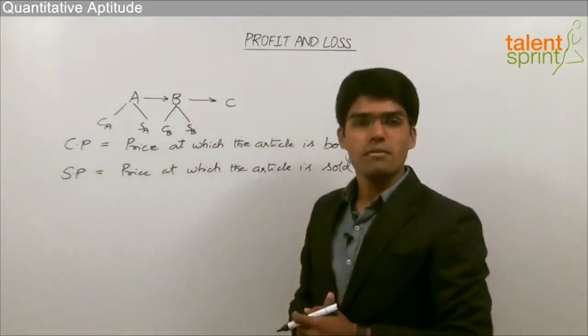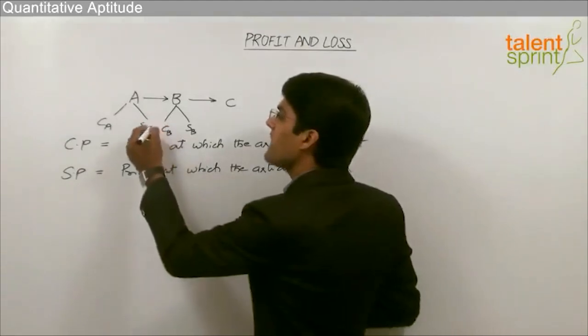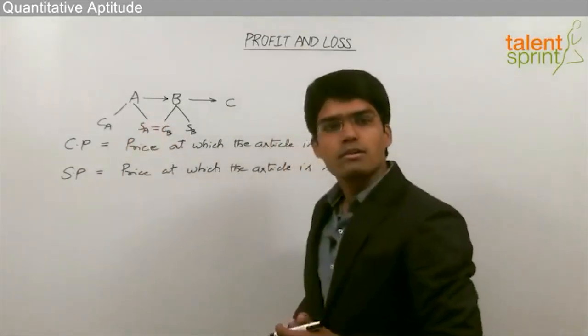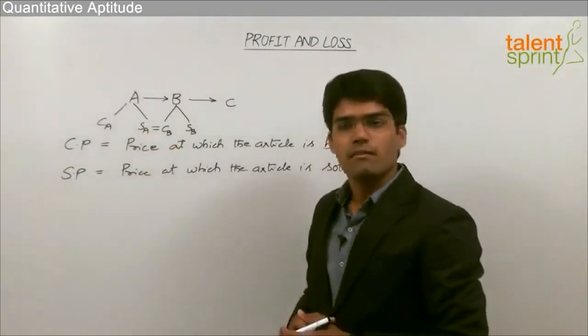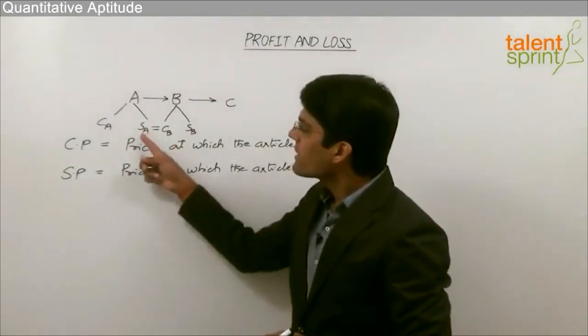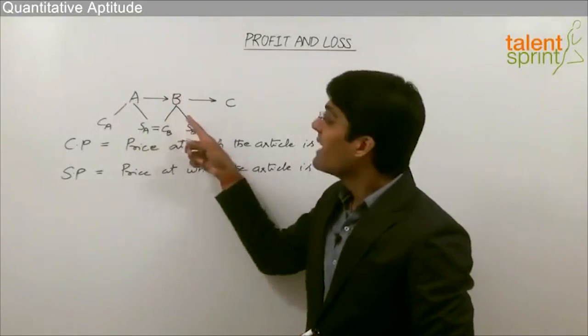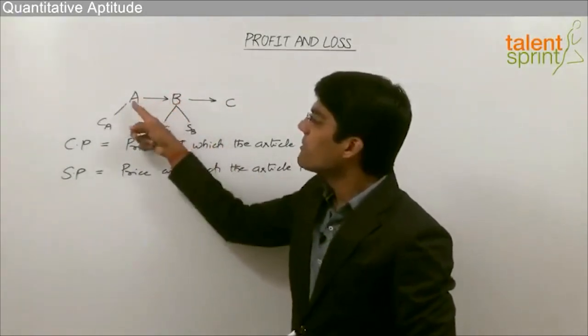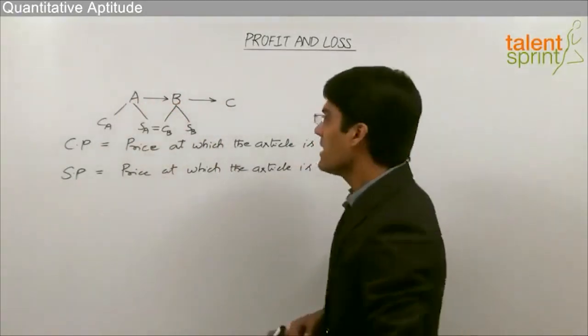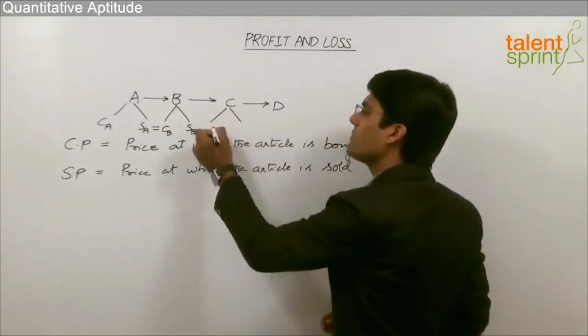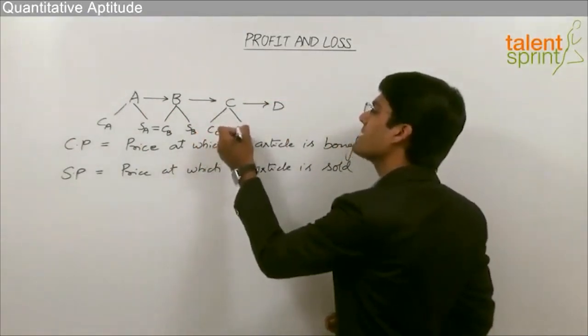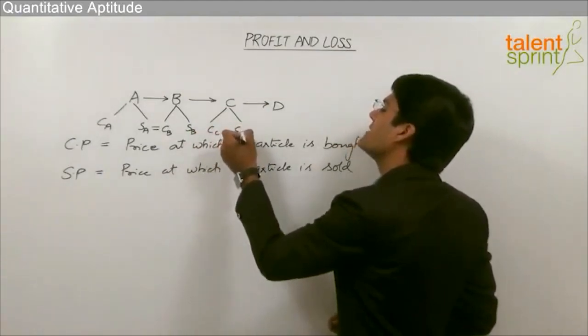The important point to be noted here is that the selling price of A should be the same as the cost price of B. Selling price of A will be equal to cost price of B. Why? Because this SA is the price at which A sold the article to B, and CB is the price at which B bought the article from A. Similarly, if C sells this article to D, then again C has a selling price and a cost price, which we can take as SC and CC respectively.